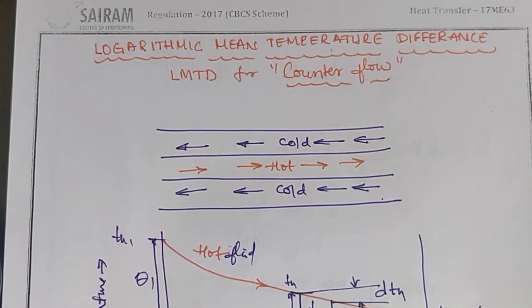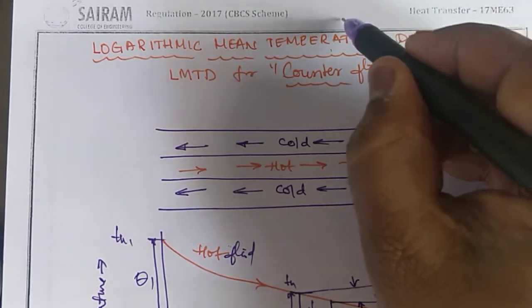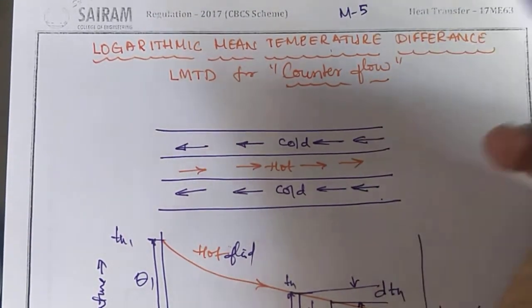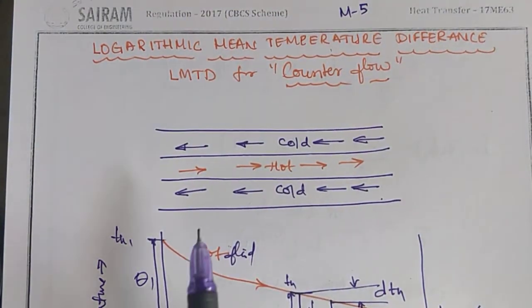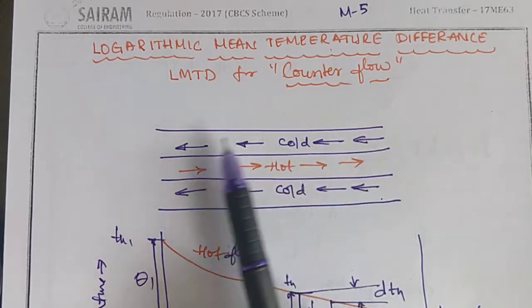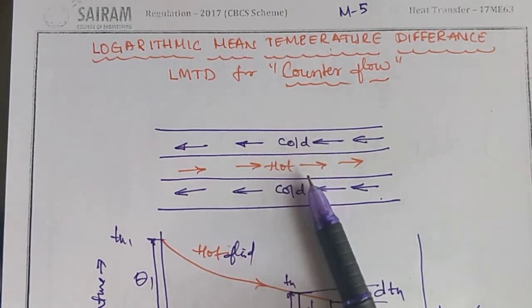Students, we have to derive one more expression, that is LMTD for counterflow. This is model number 5, heat exchanger chapter. So here the flow arrangement is like this. Here at the center the hot fluid is flowing, and adjacent to this hot fluid, the cold fluid is moving in the counterflow direction.